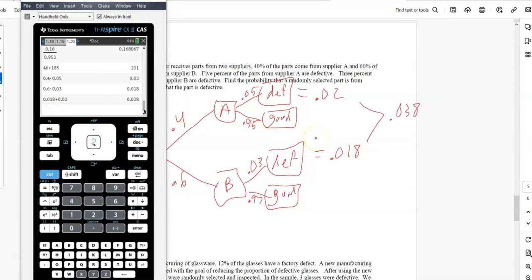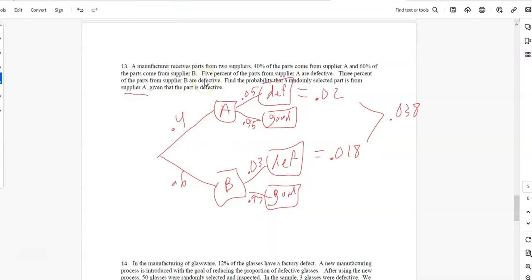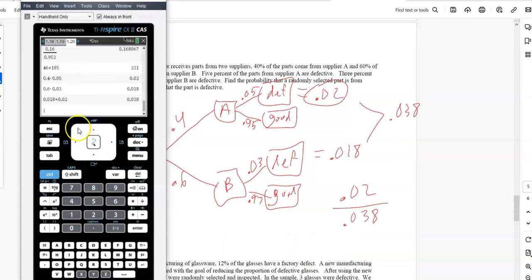Okay, so then find the probability that the random part, I need to read the question, is from supplier A, given that it's defective. So there are 0.038 defective, but we want the ones that are from A, so this would be 0.02 divided by 0.038, whatever that is. So 0.526 would be your answer, 52.6%.